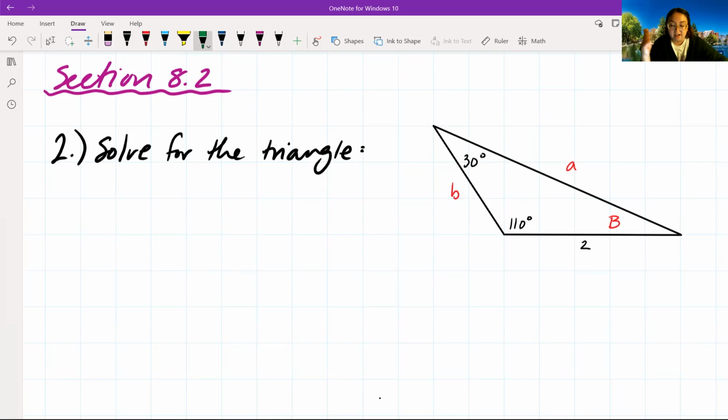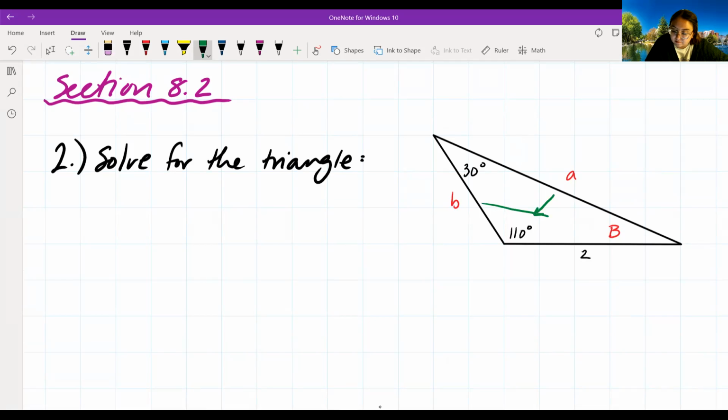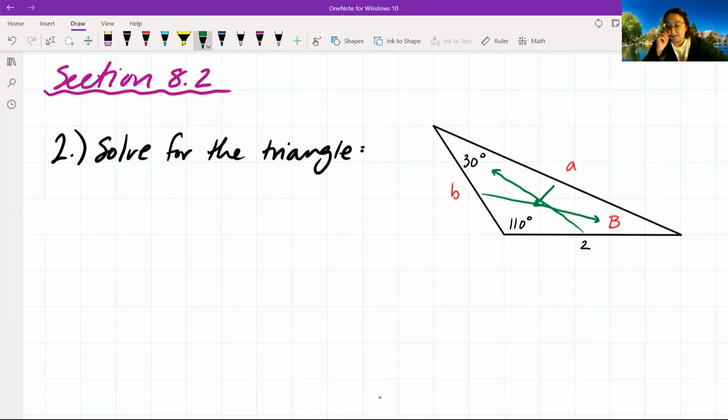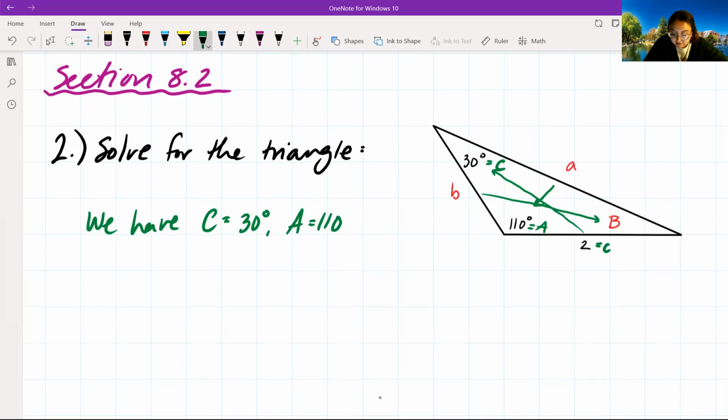Since we know that our side lengths correspond to their matching angles, a little messy there, but we can say that this angle 110 degrees is A, and our 30 degrees is going to be C. Then this 2 is our little c. That's a capital C, angle C. So we have some information: big C is equal to 30 degrees, A is equal to 110 degrees, and little c is equal to 2. So we have values that we already know.